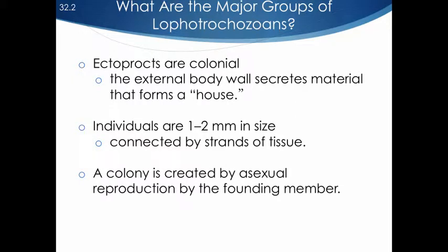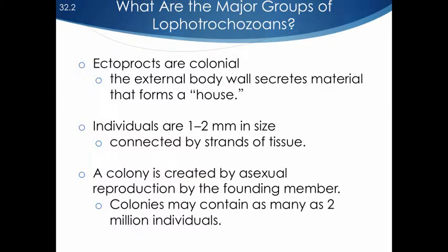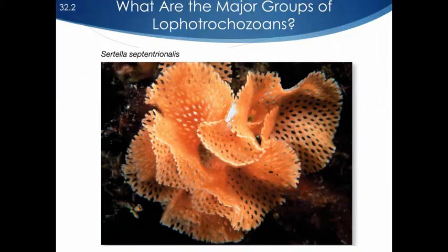And a colony is secreted by asexual reproduction by the founding member. So there's no sexual reproduction that takes place when making a colony. Colonies may contain as many as 2 million individuals. So here's a picture of it, and this would be a colony actually. This is not just one of them. So you can kind of see all the little ectoprocts all clumped together.